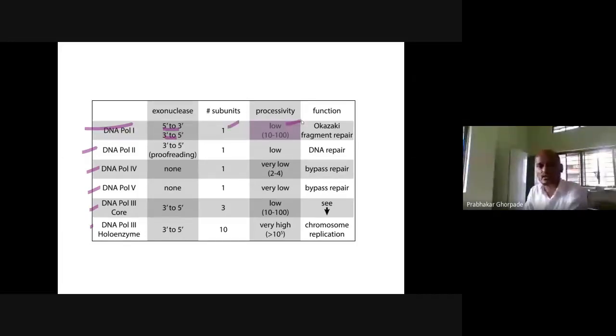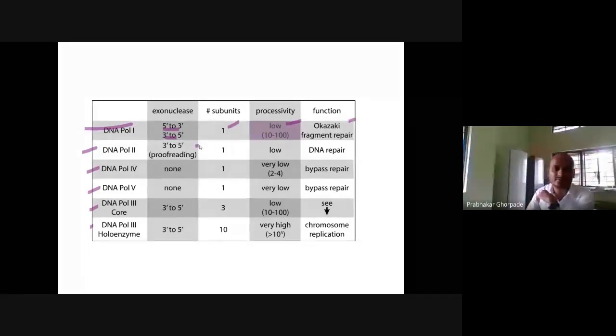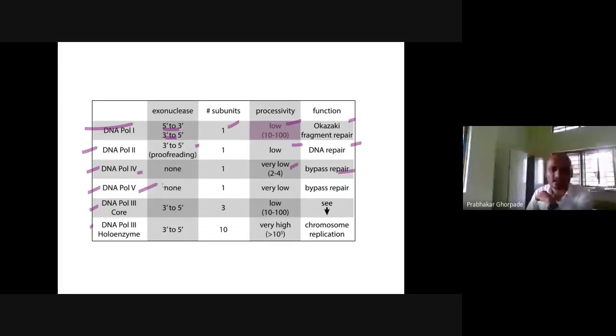Processivity is low, 10 to 100, and Okazaki fragment repair can happen with this one. DNA polymerase has a proofreading activity 3' to 5'. Processivity is low, it helps in DNA repair. DNA polymerase 4 has a very low processivity, it bypasses the repair. Polymerase 5, again low processivity, bypasses the repair. Polymerase 3 has a low processivity.